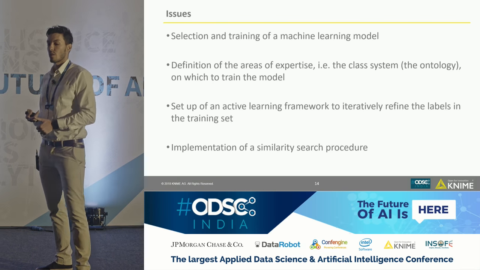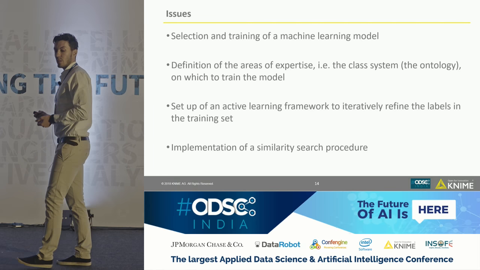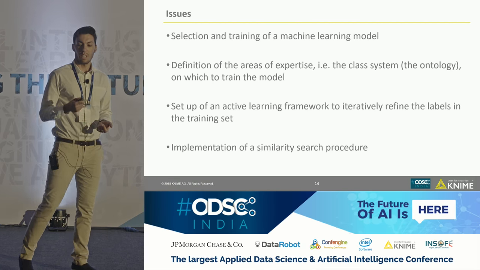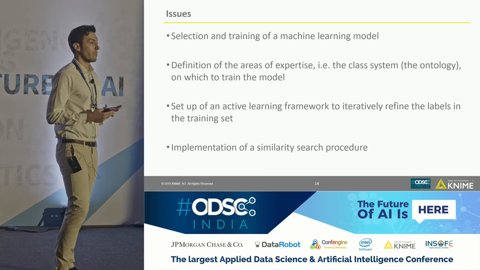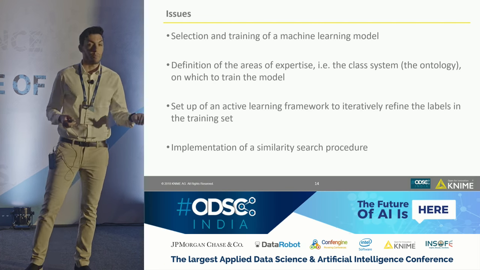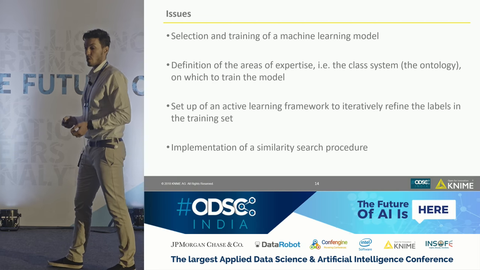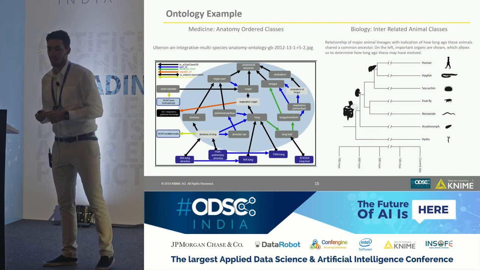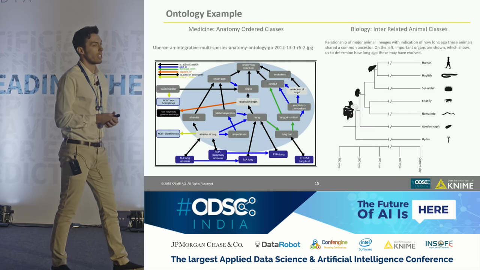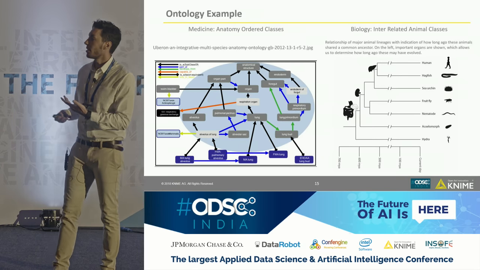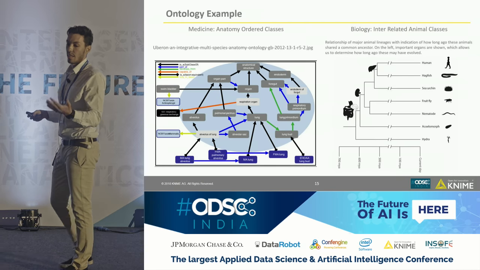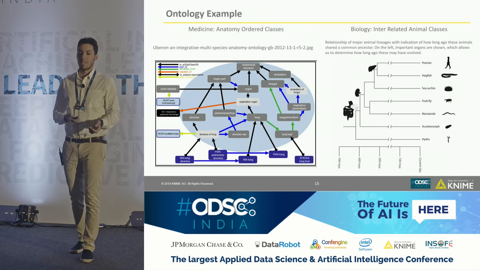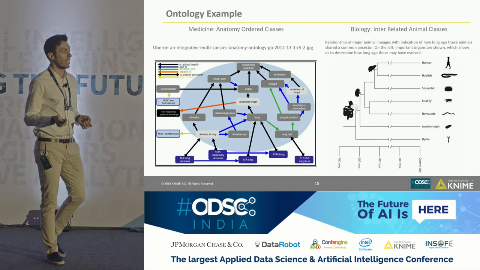First of all, the selection and the training of a machine learning model, the definition of the areas of expertise, in this case the class system, how to set up the active learning framework, and also the implementation of a similarity search procedure. About ontology, there is a big research area on that. Related to medicine, the easiest example is the anatomy ordered classes, and another one, for biology, is for example the interrelated animal classes.